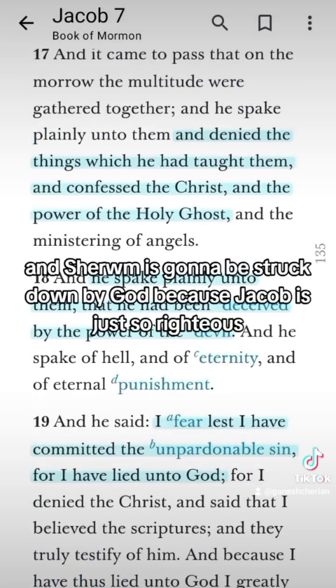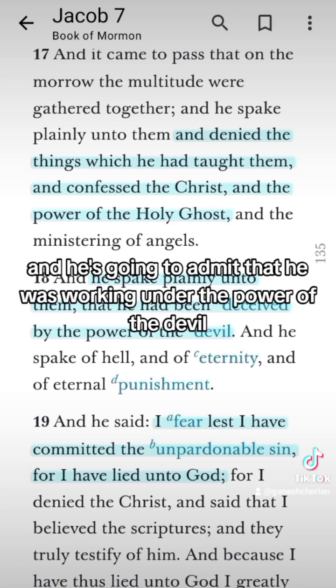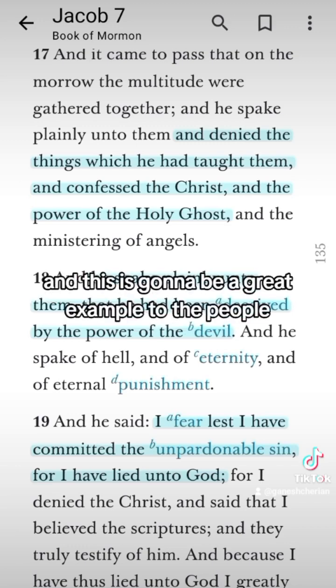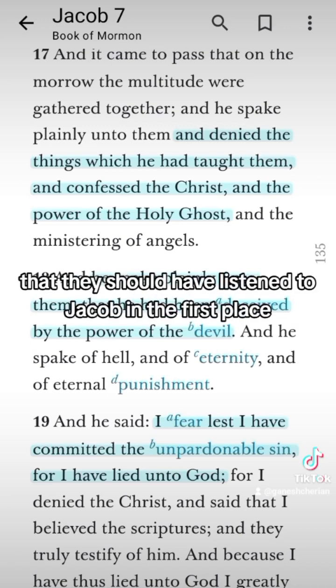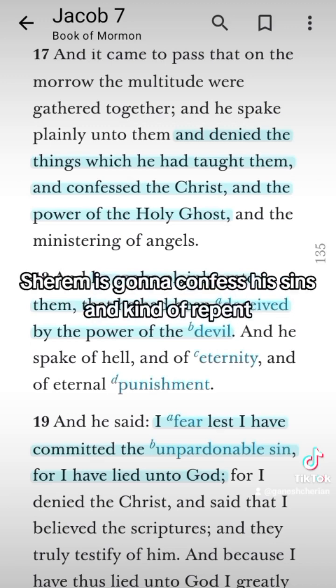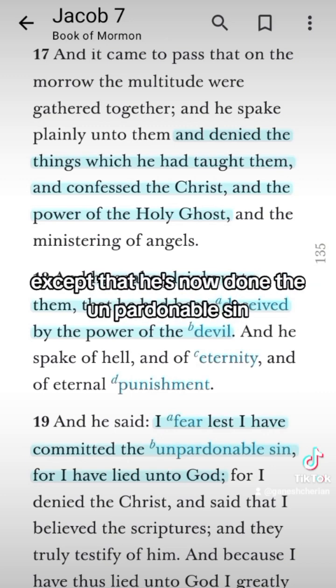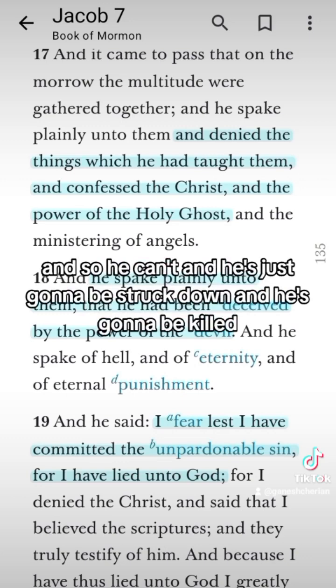And Sherem is going to be struck down by God because Jacob is just so righteous. And he's going to admit that he was working under the power of the devil. And this is going to be a great example to the people that they should have listened to Jacob in the first place. Sherem is going to confess his sins and kind of repent, except that he's now done the unpardonable sin, and so he can't, and he's just going to be struck down and he's going to be killed.